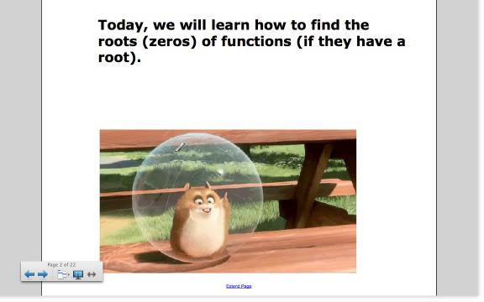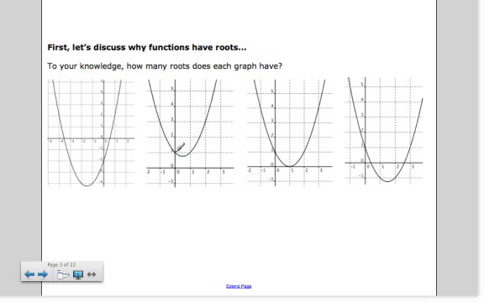So today we're going to learn how to find the roots or the zeros of functions if they have a root, because sometimes they don't have a root. So first let's discuss why functions have roots. To your knowledge, how many roots does each of these graphs have? We've been talking about roots as places where the function equals 0. That would be on the x-axis.